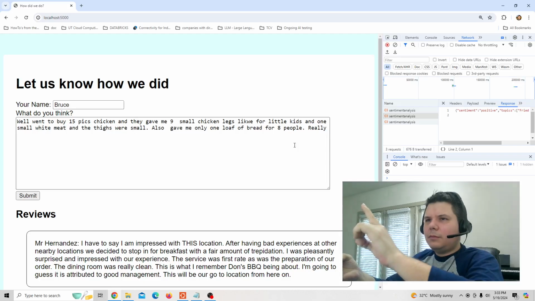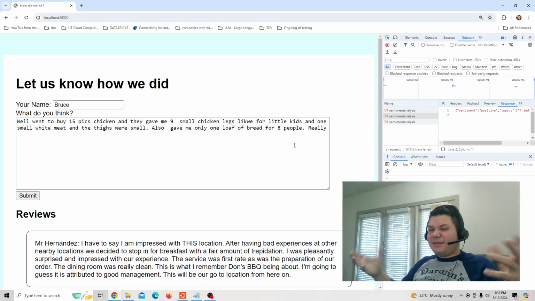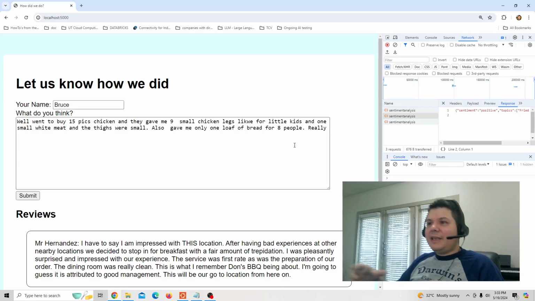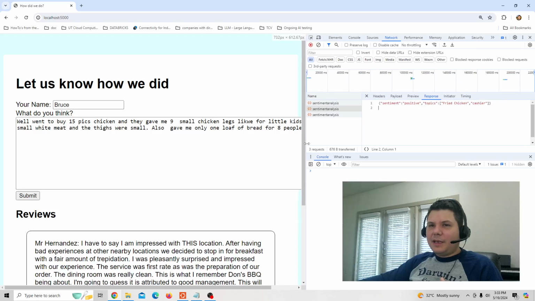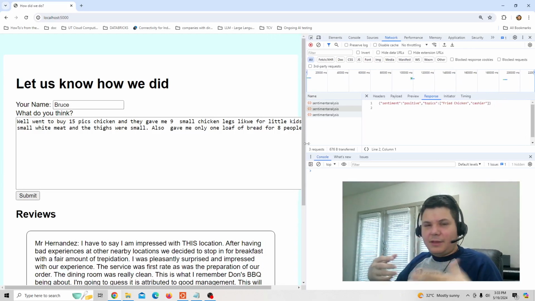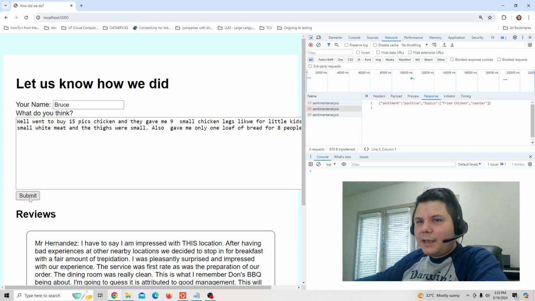chicken, chicken legs, meat, loaf of bread, 8 people. Nothing really like keywords that can tell. Is the model powerful enough to tell that this was negative? I mean, we humans can certainly tell this is negative. I'm convinced this is negative. What does the AI have to say about it?